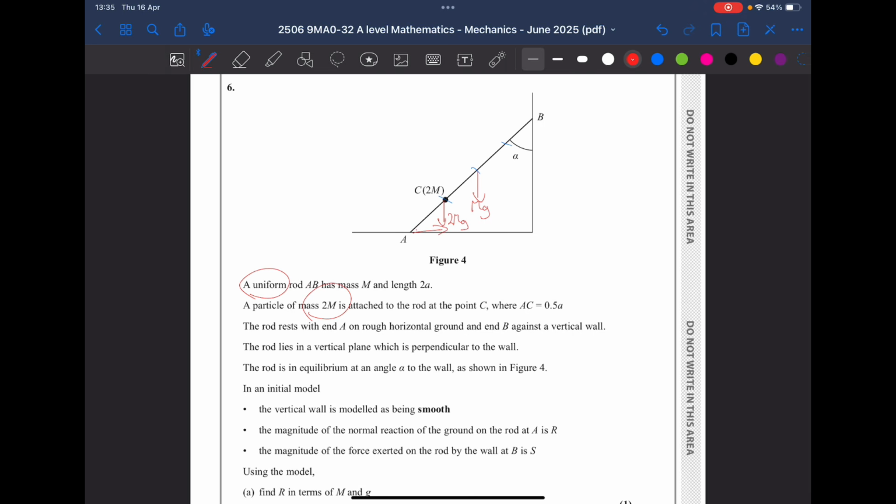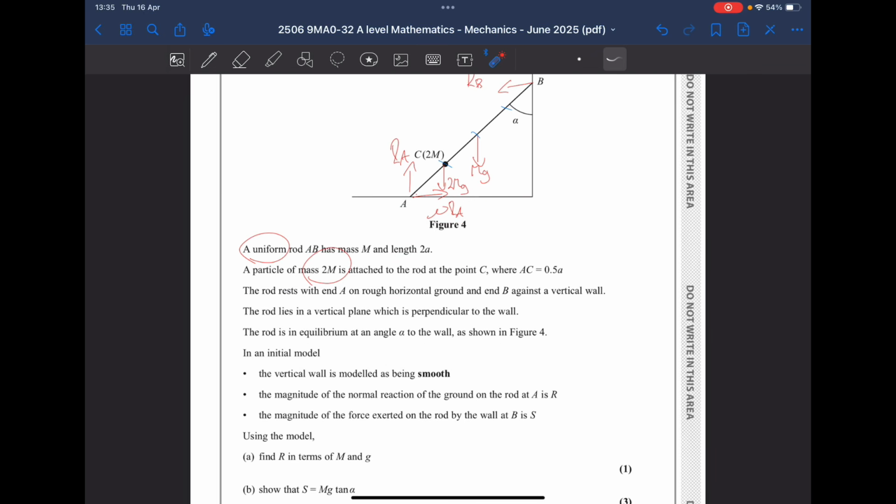Again, we are going to have just mu times R, and here I'm going to have RA come up, the reaction force at A. RB comes out of the wall here, the reaction force at B, and therefore this is mu RA coming up. We could call it friction, but I'm going to assume this is on the point of slipping until they tell me otherwise, in which case I would change it. So this is looking good. Rough horizontal ground, a vertical wall. The rod lies in a vertical plane. That just means it's a 2D diagram basically.